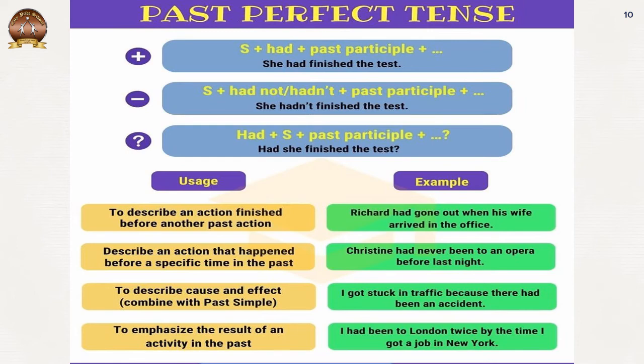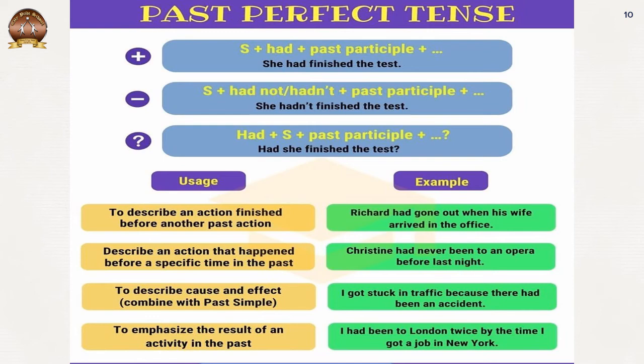To describe cause and effect: got stuck in the traffic because they had an accident. Cause and effect, yes. Then emphasize the result of an activity. I had been to London twice by the time I got a job in New York. So an activity in the past is going to London twice.